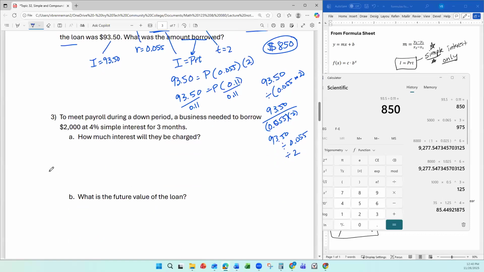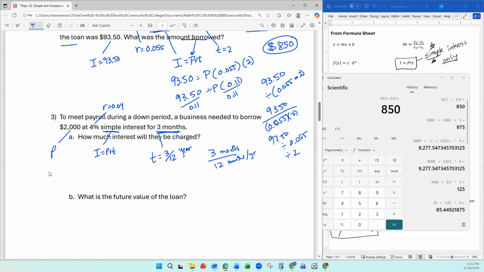Number 3, to meet payroll during a down period, a business needed to borrow $2,000. That's the principal amount borrowed at 4%. R is 0.04. Simple interest means we're going to use I equals PRT for 3 months. The months is important there. T is not 3. T is 3/12 of a year. So 3, that's 3 months, divided by 12 months per year gives the number of years. So there has to be a divided by 12 in there.